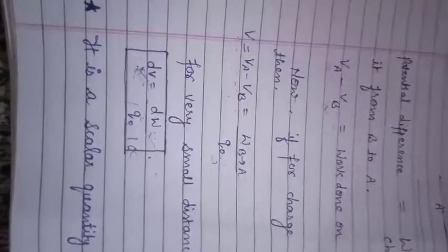Now you can see I have mentioned below it is a scalar quantity, but students, how do we come to know this? By this formula, if this Q naught is of 1 coulomb, then this potential difference will be equal to the work done. And as we already know, work is a scalar quantity, so this potential difference is also a scalar quantity.